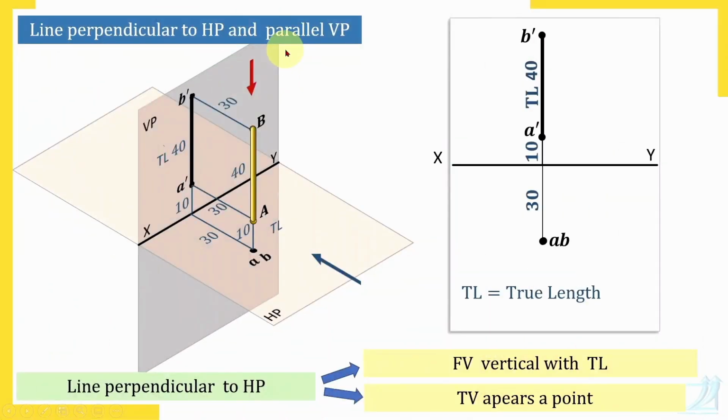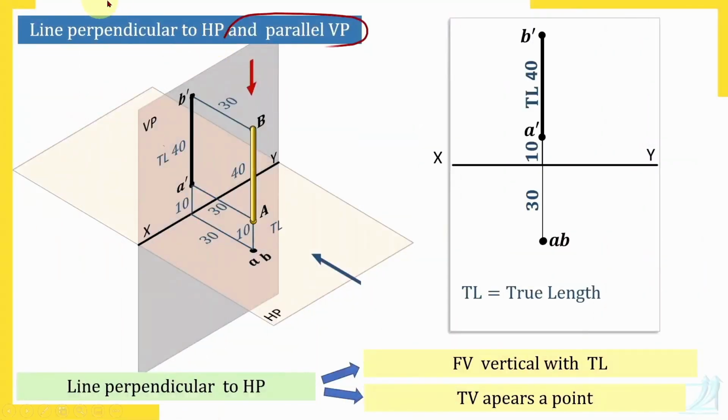So remember. Now watch here. Line is perpendicular to HP. Any line which is perpendicular to HP means it is vertical, means it is parallel to VP. So this is unnecessary information. When we say line is perpendicular to HP, it is parallel to VP.